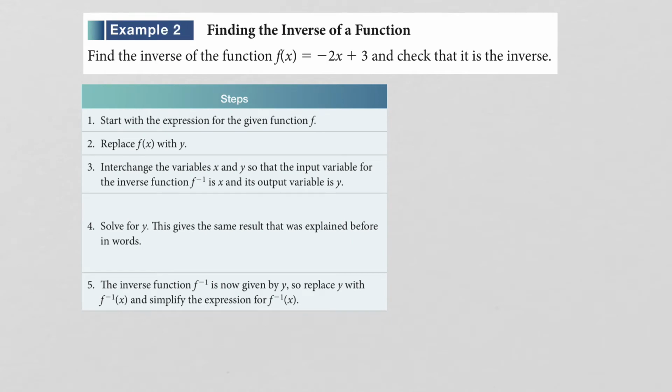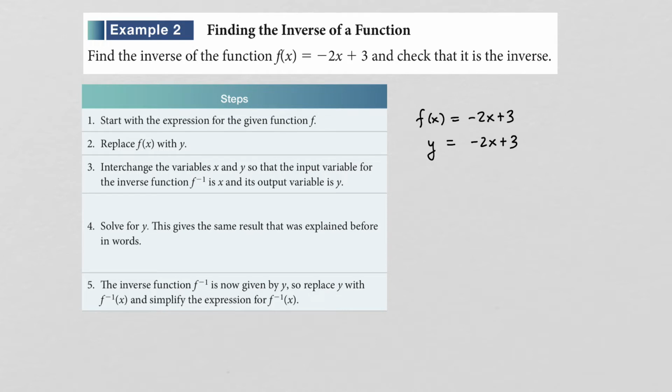So next we need to talk about how to find the inverse of a function. So in this example, let's suppose we have the function f of x equals negative 2x plus 3. And we want to find its inverse. And here we have some steps for doing that. So the first thing we're going to do is write down the function that we have, which is f of x equals negative 2x plus 3. Then what we want to do is replace f of x with the variable y. So this equation simply becomes y equals negative 2x plus 3.